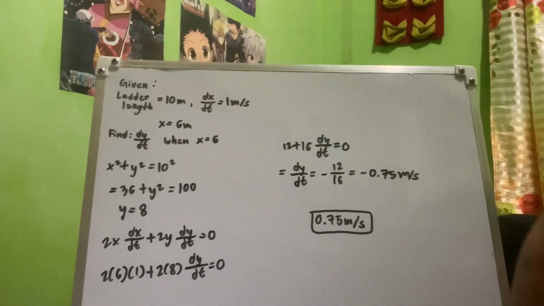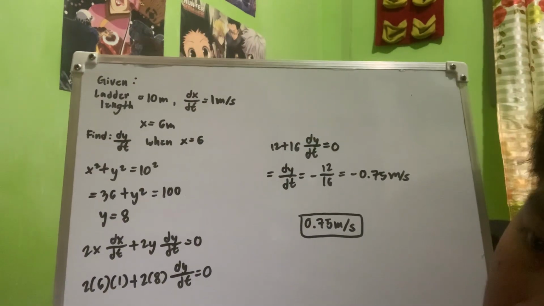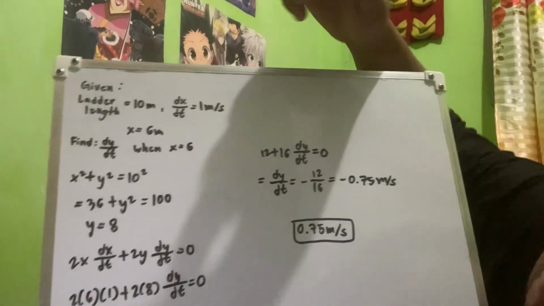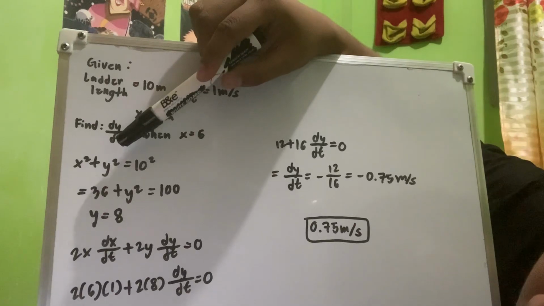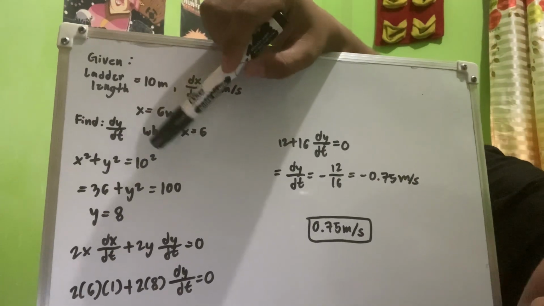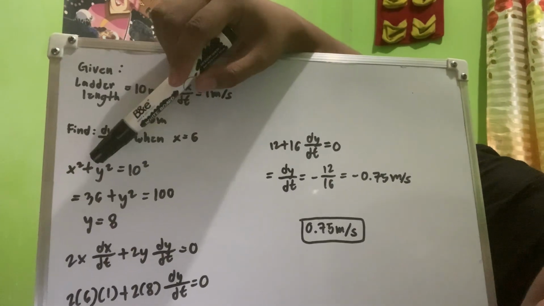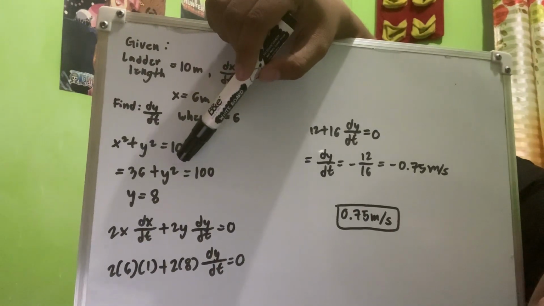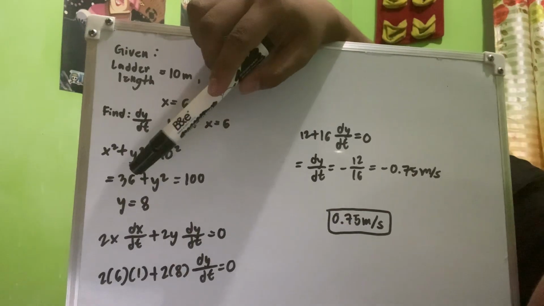So we're going to use the Pythagorean theorem. x squared plus y squared equals 10 squared. So 36 plus y squared equals 100. Then y equals 8.